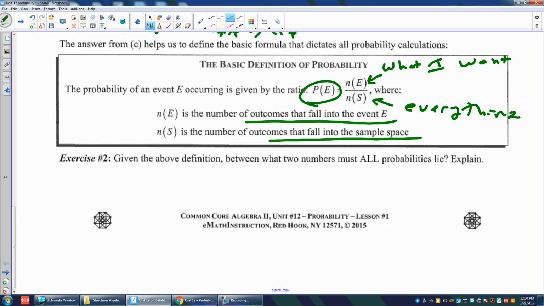Given the above definition, between what two numbers must all probabilities lie? Let me see what I want. Some of the times I want nothing. So that would be 0 over x, which is 0. And I want everything.